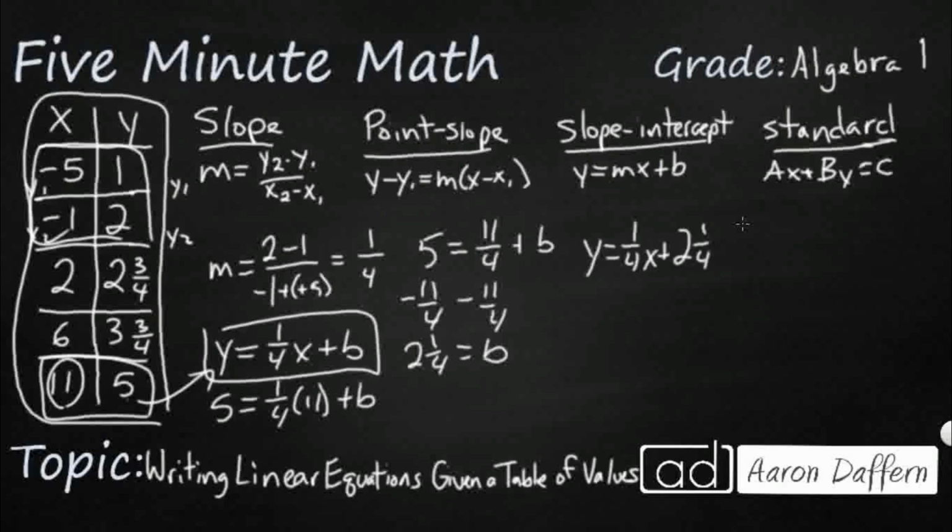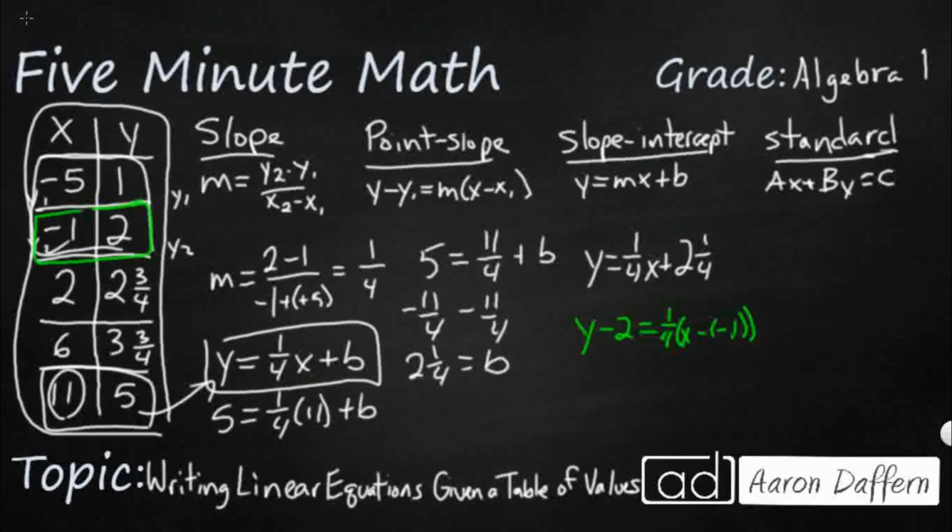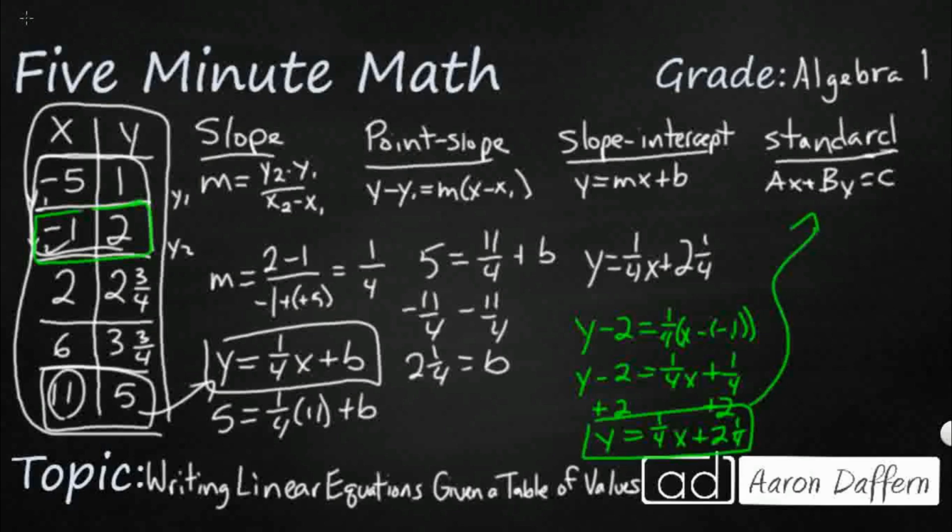If I wanted to, I could do point slope form. I'm going to use those second points there, and it's going to end up being y minus 2 equals, distribute out the 1/4 x, and that's a +1. So plus 1/4. Just need to add 2 to both sides. You get the same thing. Y equals 1/4 x plus 2 1/4. So you got two options there to find your slope-intercept form, and if you wanted to, you can easily switch it into standard.